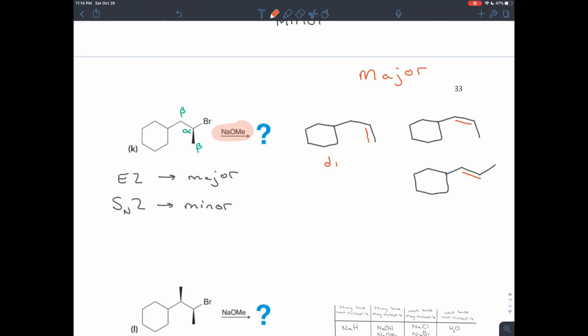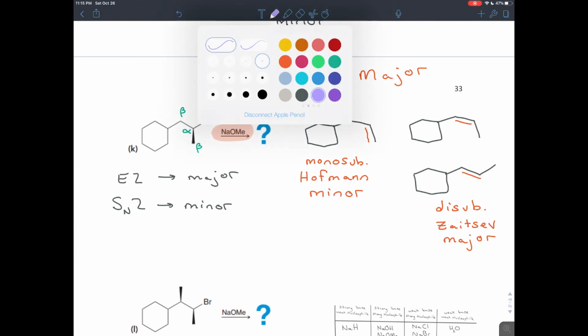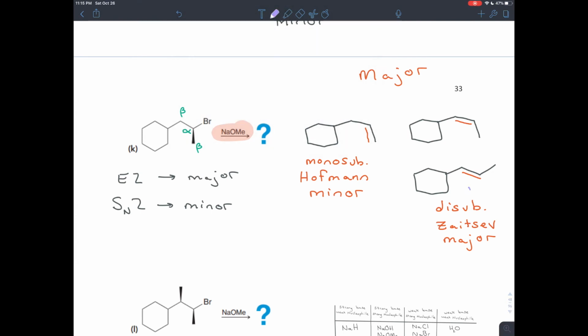Among them, notice that the double bond on the left is mono-substituted. This only has 1 carbon coming off of the double bond. The double bonds on the right are di-substituted. And so these di-substituted ones are the more substituted Zaitsev product, and the mono-substituted is the Hofmann product. Well, which one is major depends on what type of base we have. We have a skinny base. With a skinny base, the Zaitsev product is a major product, and the Hofmann product is a minor product, when the mechanism is E2. In addition to that, among the Zaitsev product, we have the cis and the trans form.